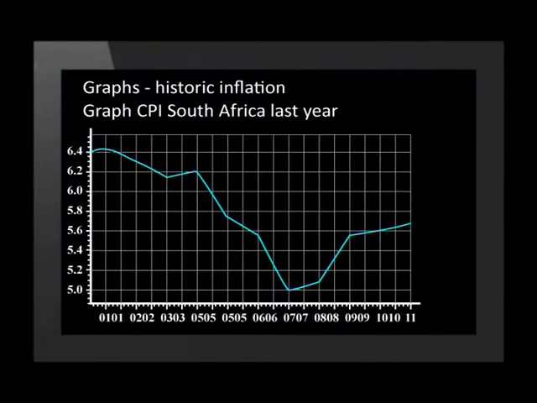When the price increases like this, our money can buy less. This means that our money has lost value. Looking at the graph, we can see that during the last year, the inflation rate started at 6.4% and ended the year just above 5.6%. This means that if we want to buy the same things we bought last year, our income needs to increase as much as the inflation rate.